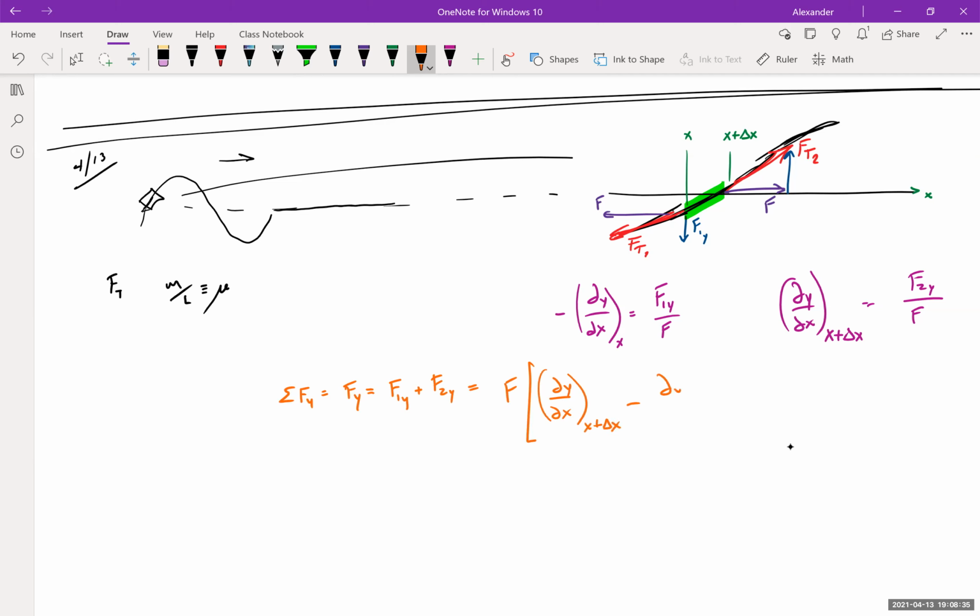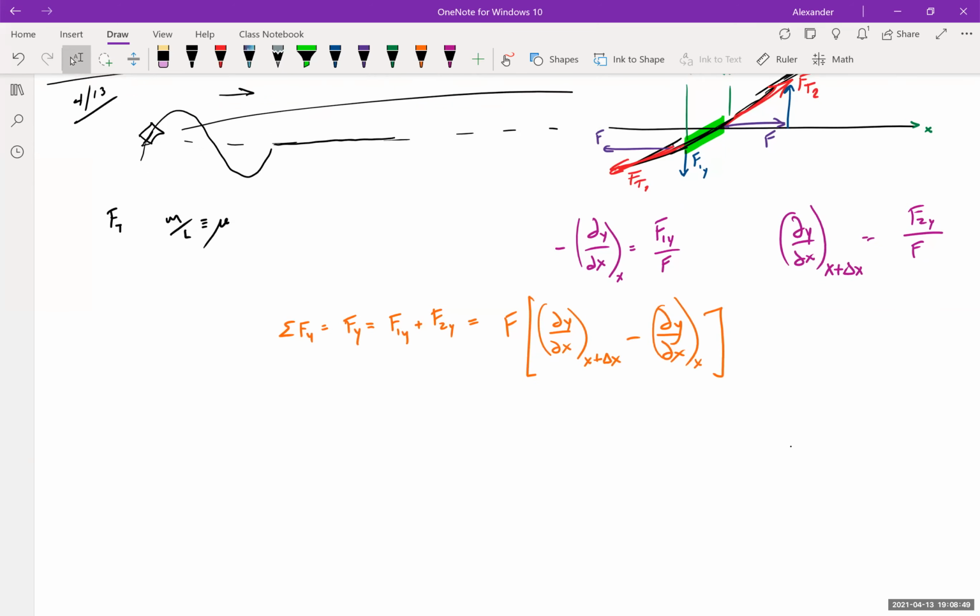Just the sum of the two. Now, this sigma f notation is on purpose, because it makes us think about F equals ma.